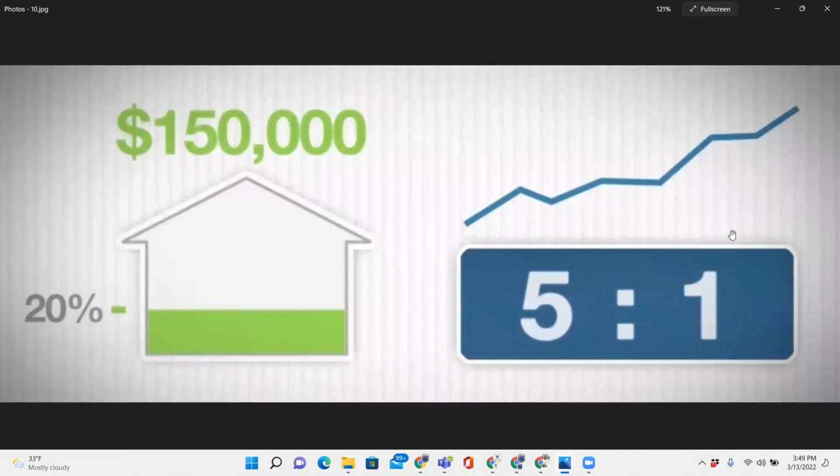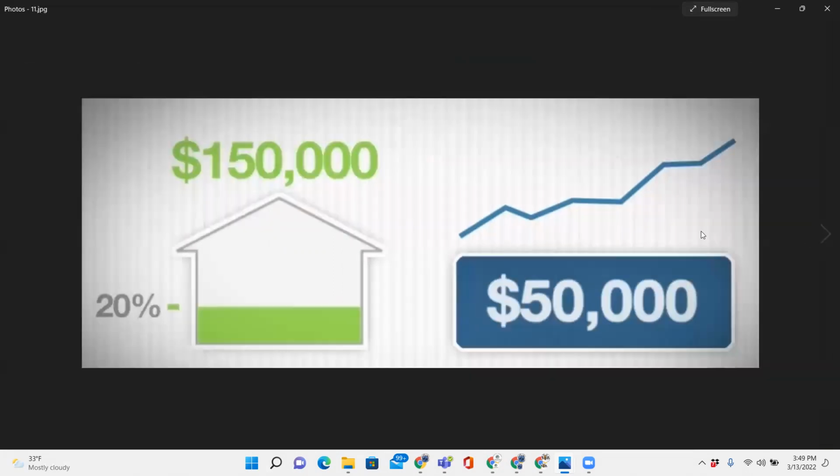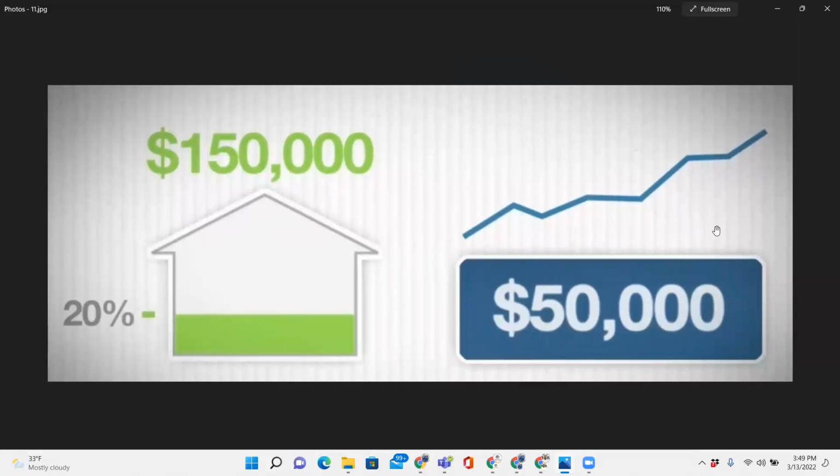So now let's say that the market goes up. The market goes up by 50% using 5-to-1 on our $100,000 home. Our $100,000 home is now worth $150,000. With the 20% that we put down, we made a $50,000 profit.